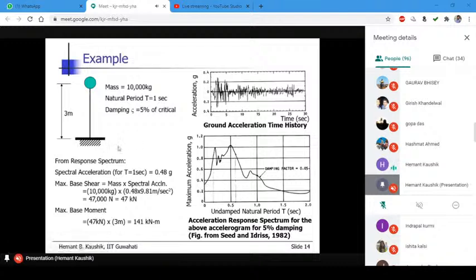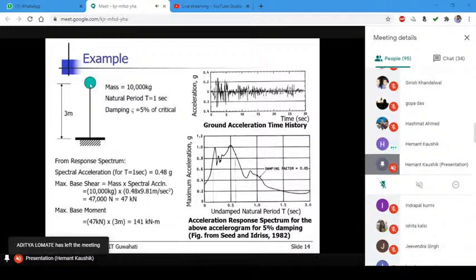Now you know the maximum base shear. There is only one mass, so the force acting at that mass is also similar. You can also find the maximum base moment by simply multiplying this 47 with the height. So these are the values of the maximum base shear and the moment. And this is how we use it.